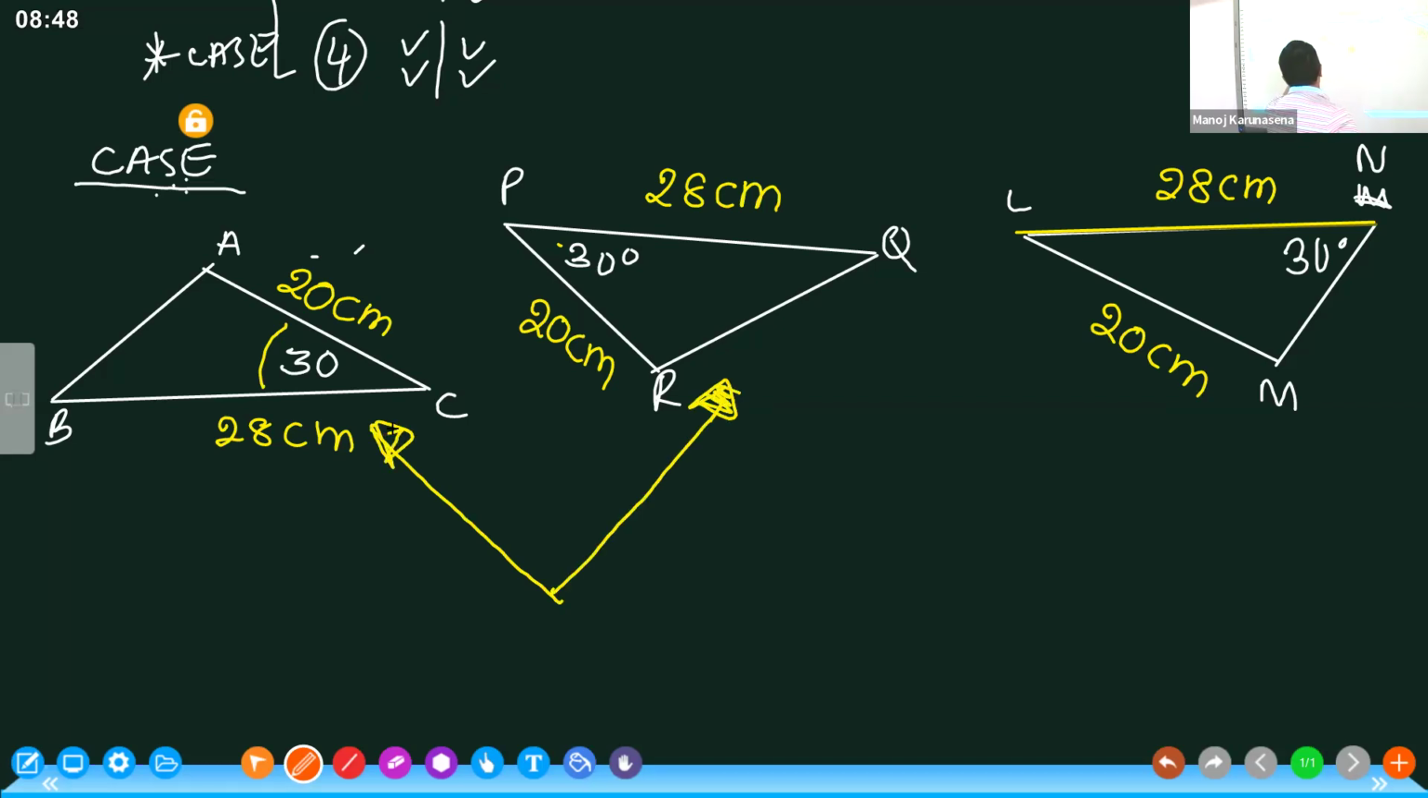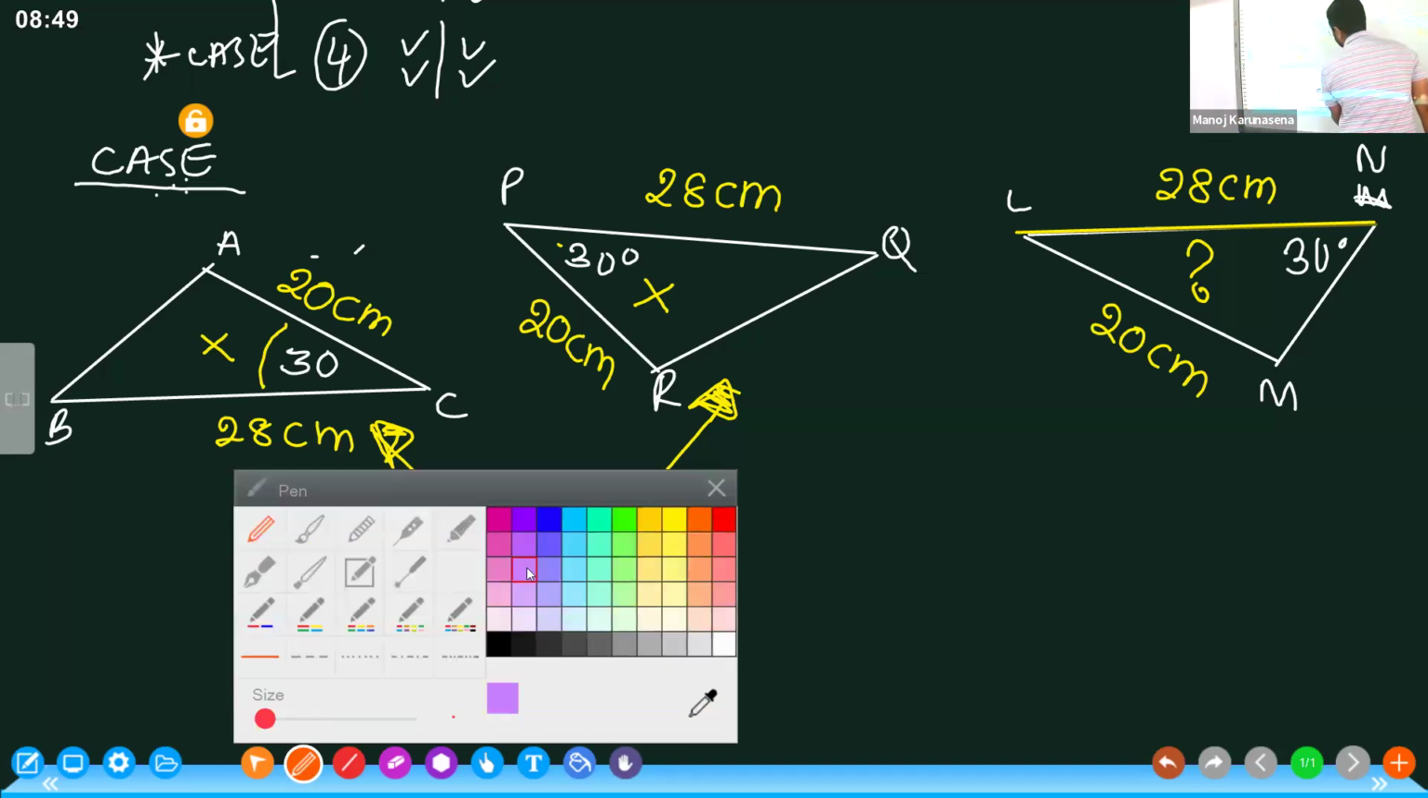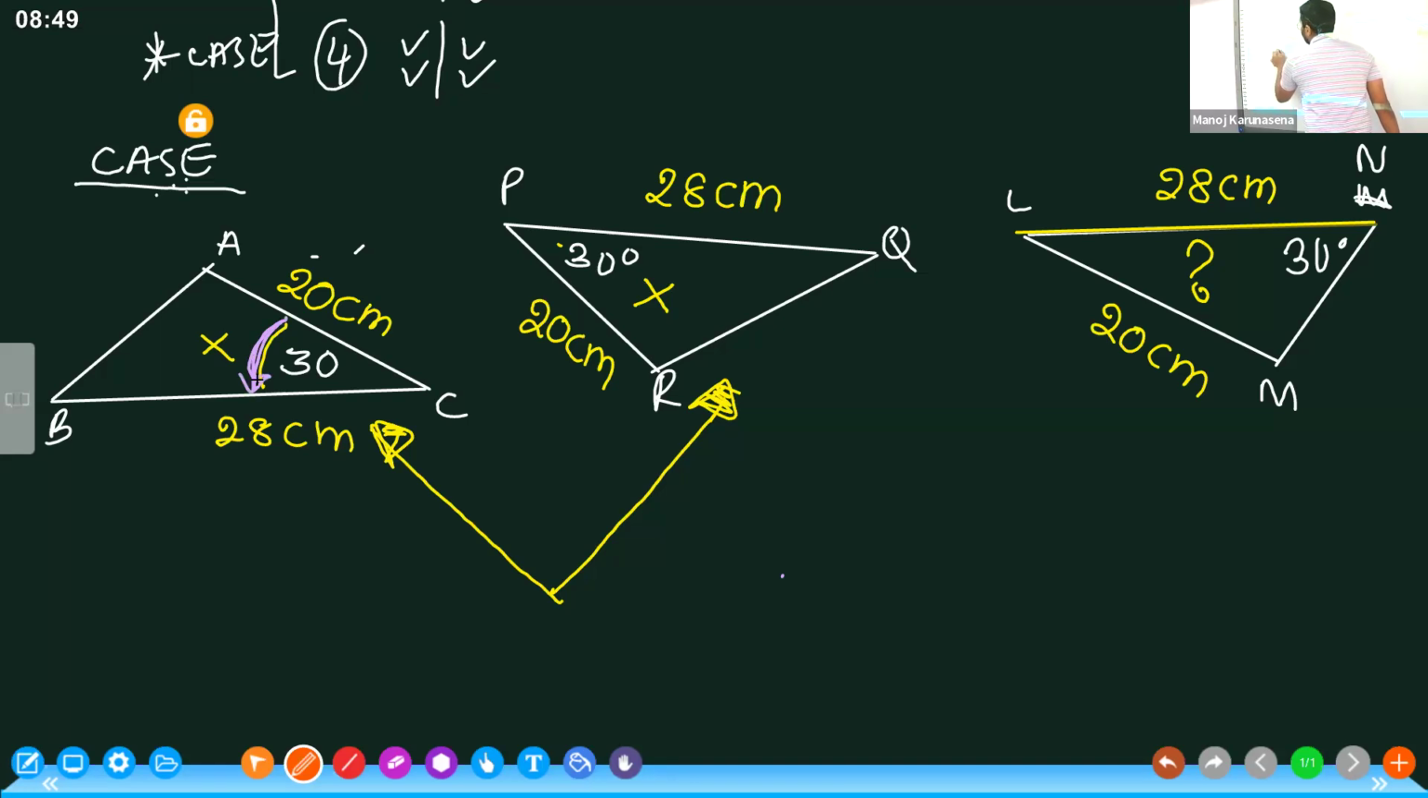Their size, area, shape, perimeter, angles and sides are all equal. The third one also has two sides and one angle equal, but what is different about it? In the first two, the angle is between the two equal sides. Can you observe this? The angle is the included angle of these two sides. Is that clear?